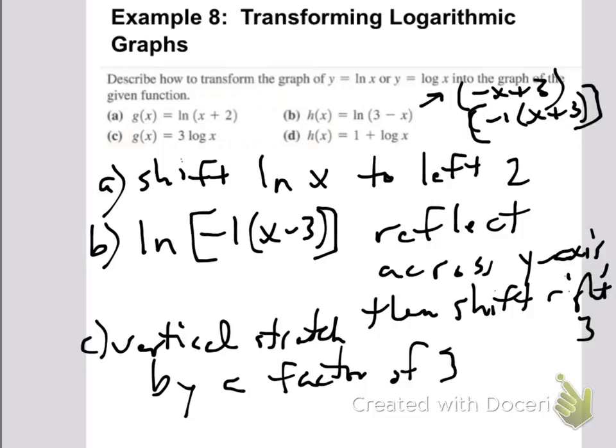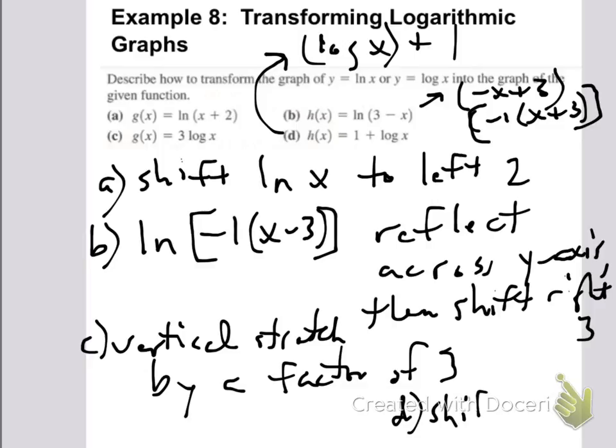Okay. Now the last one, part D. Now it's 1 plus log x. Now if you really want to get crazy with it, you could just reverse this and just write log x plus 1. Now, what do you notice? There are no parentheses, okay. So the log x stands alone. So that means with the plus 1 after it, we have a shift up 1. So we take the graph and we shift it up 1.